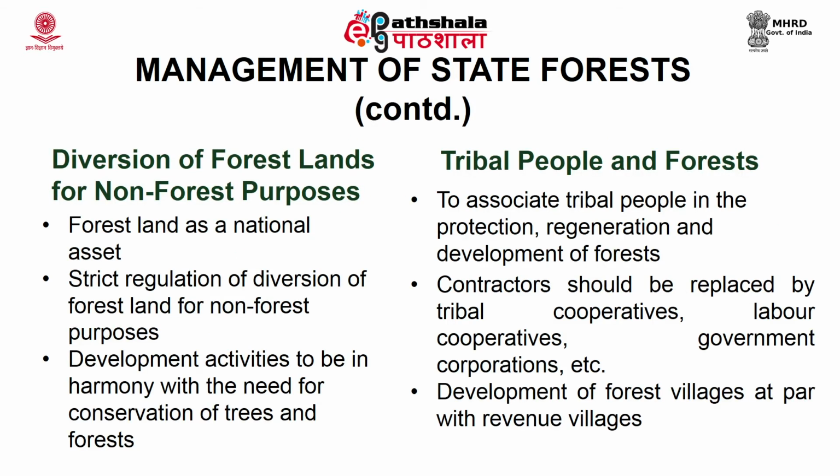Forest Policy 1988 also provided regulations regarding diversion of forest lands for non-forest purposes, and it actually prohibited that forest land should be used for non-forest purposes. If anything has to be diverted, then it should be subject to careful examination by scientists and social scientists, so that the social and environmental costs and benefits can be analyzed. And it was also pointed out in the policy that construction and industrial work must be consistent with the needs for conservation of trees and forests.